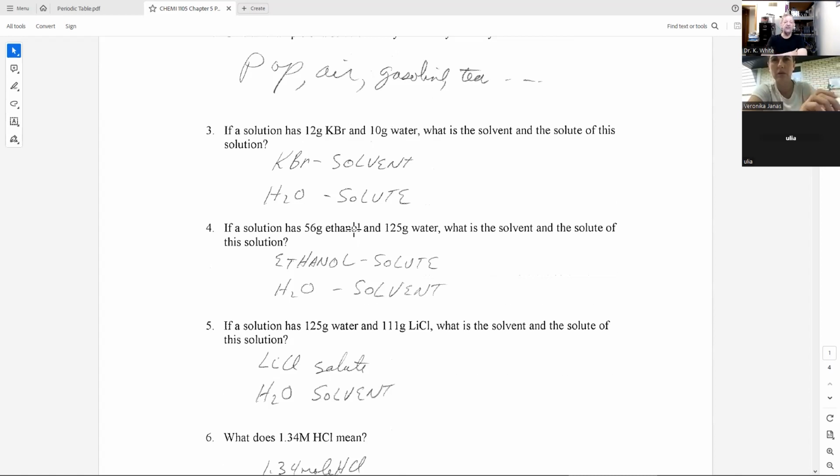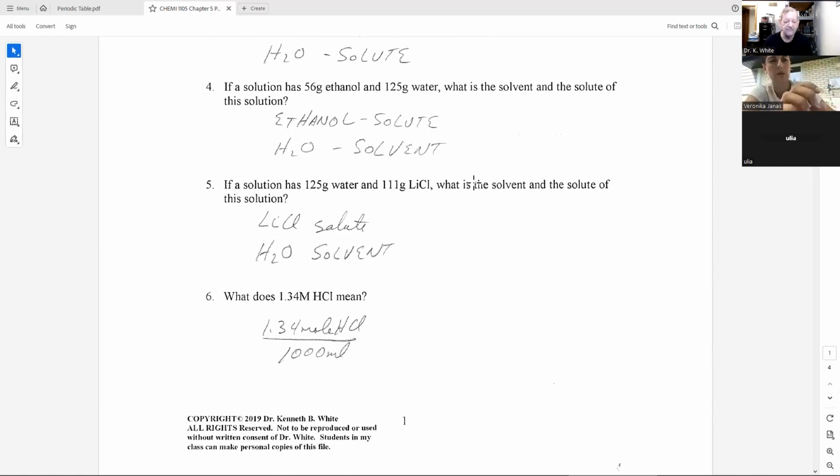Now, if a solution has 12 grams of KBr, potassium bromide, and 10 grams of water, what's the solvent and what's the solute of the solution? The solvent is always the component present in the greatest amount. I think you will know 12 grams is greater than 10, so KBr is the solvent. All other components are solutes, in this case, water. Normally we think of water as a solvent, but it doesn't have to be.